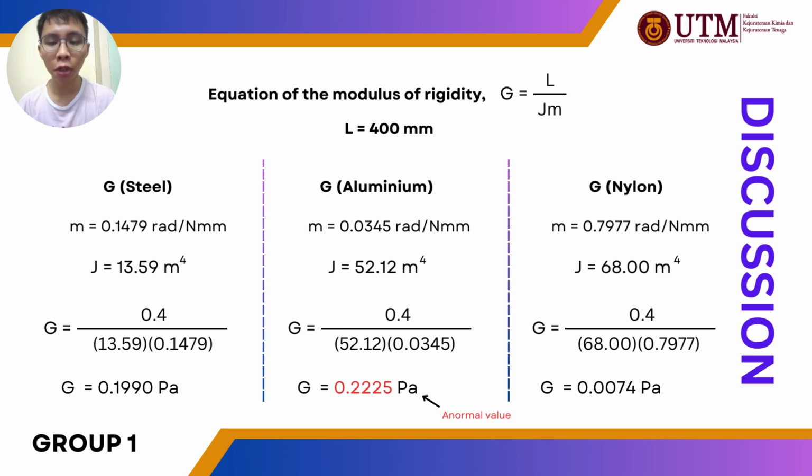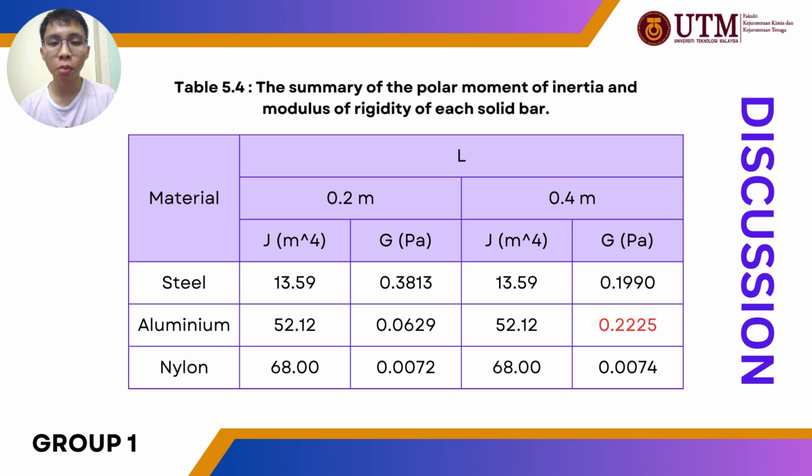Here is the calculation for G at L equals 400mm. Note that there is an abnormal value we obtained. The reason will be briefly explained later. The calculation to obtain the value of G is the same as previous. The table shown below is the summary of polar moment of inertia and modulus of rigidity for each solid bar.